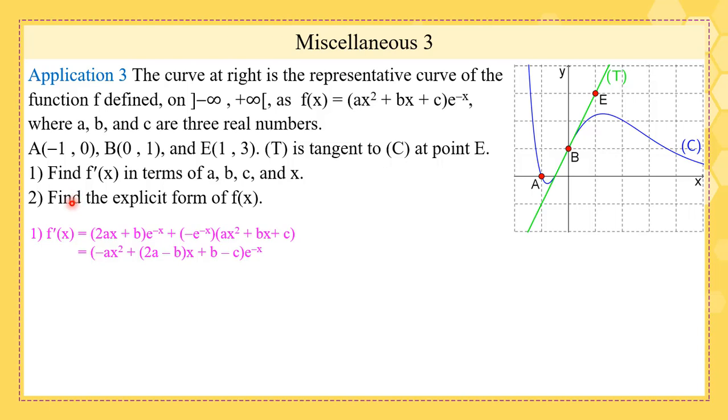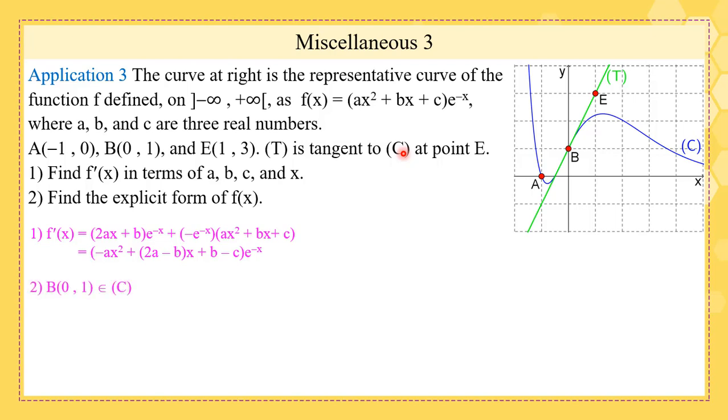Now the second part asks again to find the explicit form of f of x. Remember, the explicit form of f of x means we need to write f of x in terms of x. So in other words, we need to find small a, small b, and small c. Well, try to benefit from the coordinates of A, B, and E, and from this piece of information. Try to do it alone.